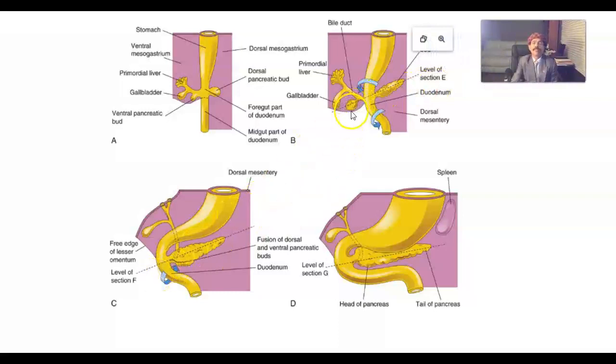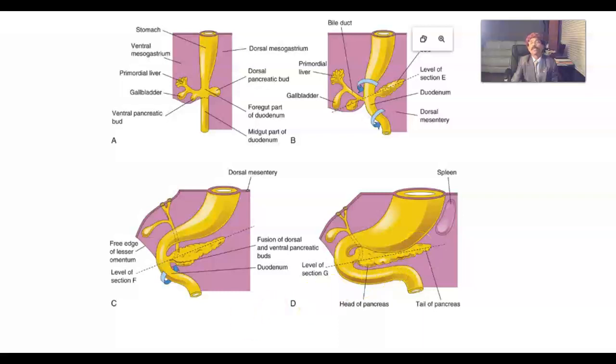So this ventral pancreatic bud will go posteriorly to the duodenum and infero-posteriorly to the dorsal pancreatic bud like this, and they will fuse together. Then we'll get the pancreas here.